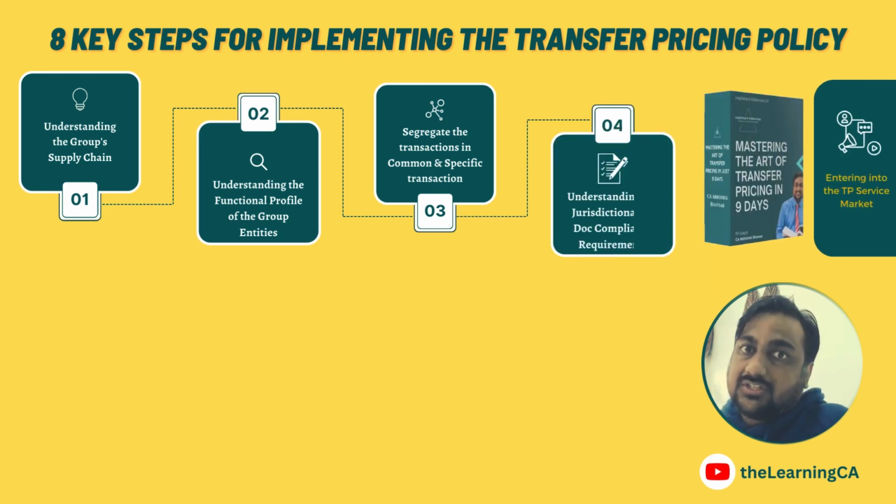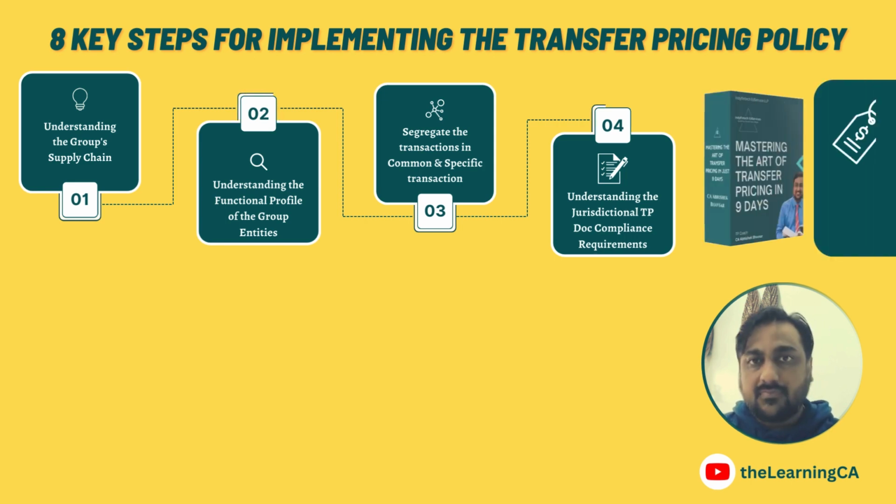Step number 4 is basically you need to understand the transfer pricing compliance and documentation requirements at each and every jurisdiction level. So you come to know in which jurisdiction what level of documentation is required to be maintained, could be local file or master file, and whether you are also required to comply with CBCR regulations or not. You should analyze that for each and every jurisdiction, and appropriately document that also. You need to understand that as a part of step 4.